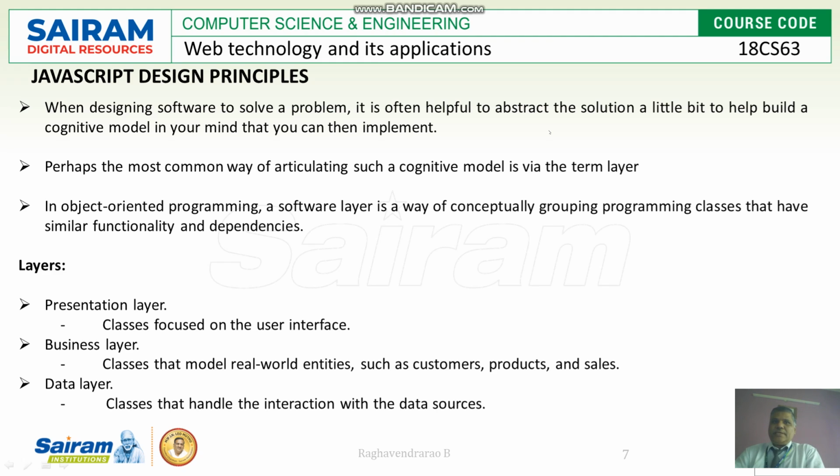In the business layer, we have the real world entities. So customers, products, sales, those are the things we are going to concentrate on, and we are going to catch that particular customer, and based on their requirements we are going to create the projects and sales. In the data layer, we have the actual data, which is the input that is going to be taken. So in this, the data source is going to be the input.